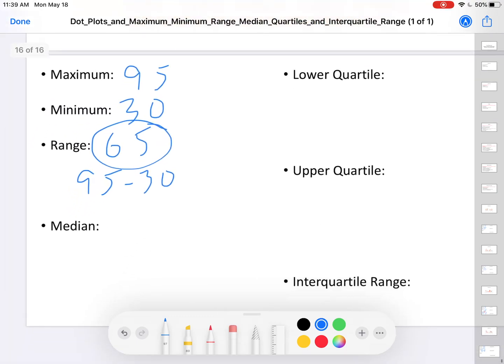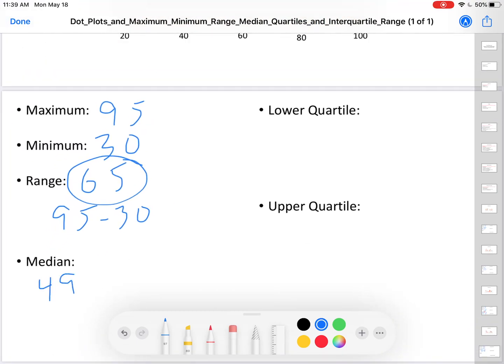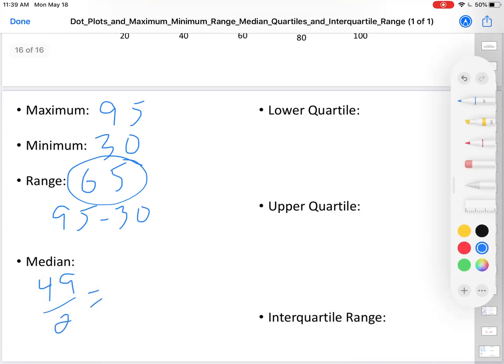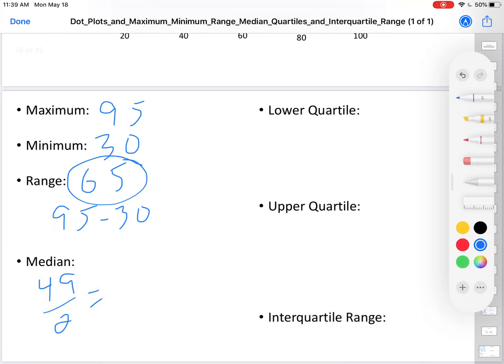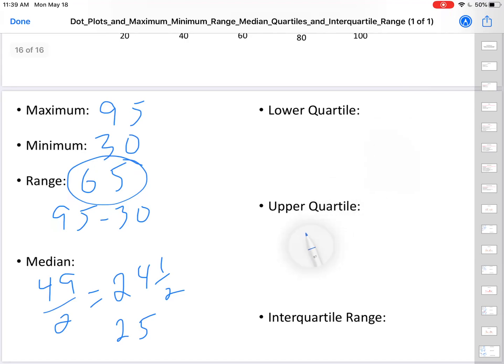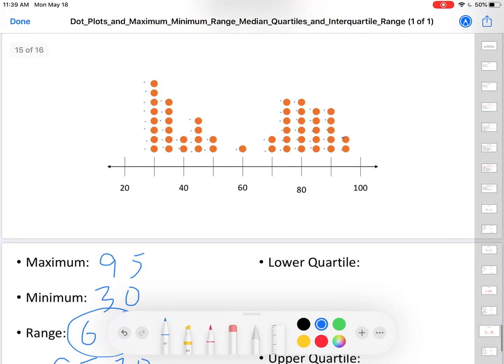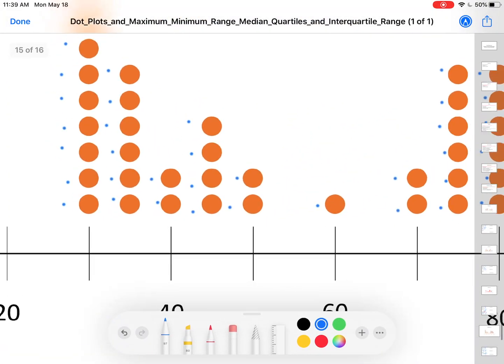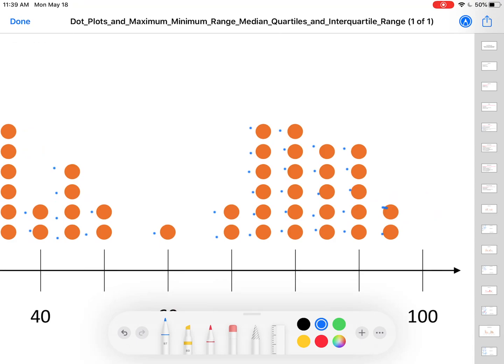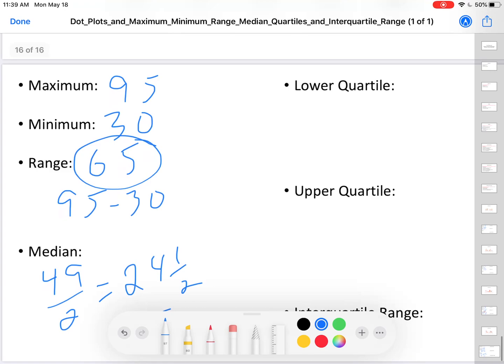49, okay? So we'll do 49 divided by 2 is, let's see, 24 and a half, which rounds to 25, okay? So we'll go over here and we'll count from the left. Maybe I'll do it from the right this time, just for variety. It doesn't make any difference. So the number that I want is 25.